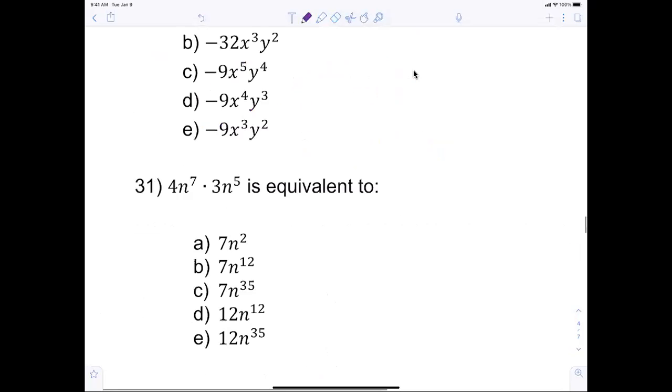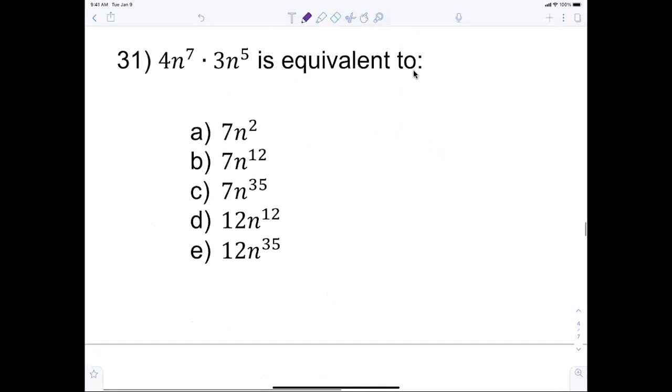All right, here we go. 31. Which one is equivalent to 4n to the 7th times 3n to the 5th? What is it? Because you do what to numbers? Multiply. And what do you do to exponents? Add them. Believe it or not, that's straight off an ACT test. That's hard to believe. All right, simple, simple.